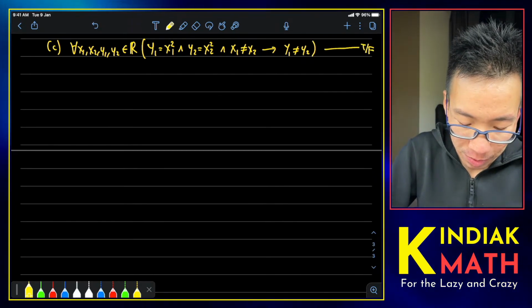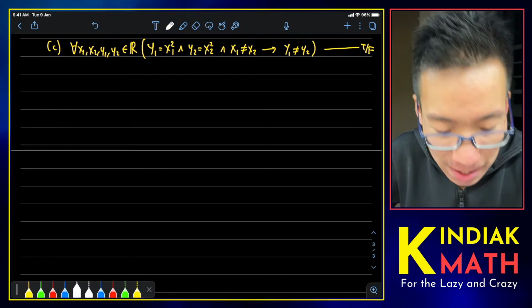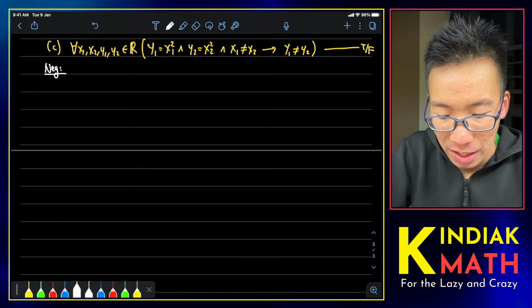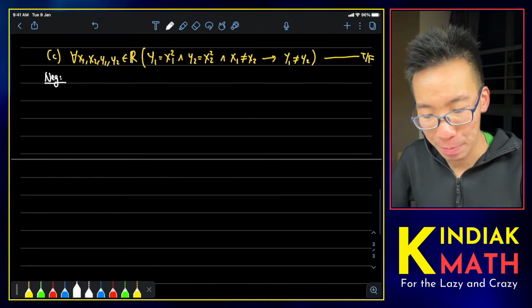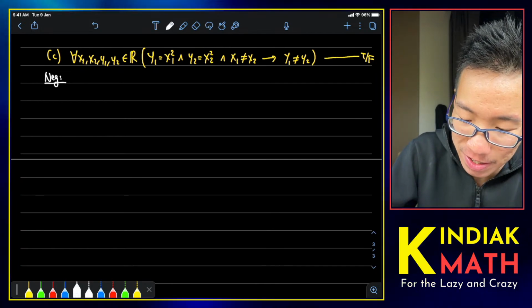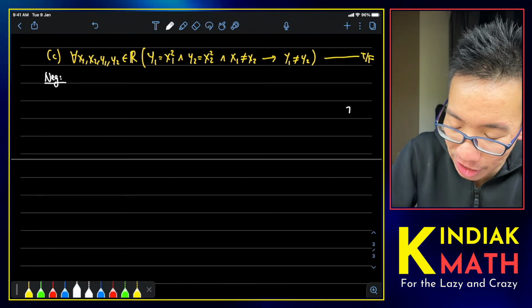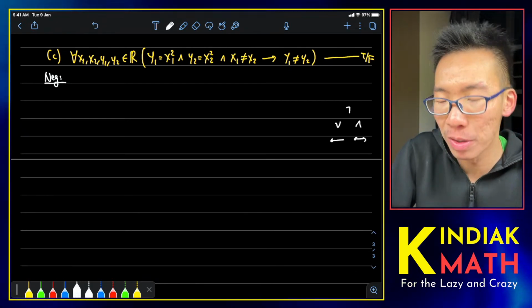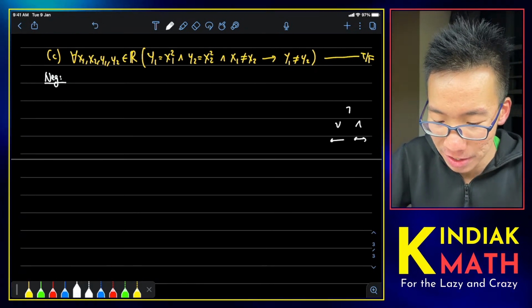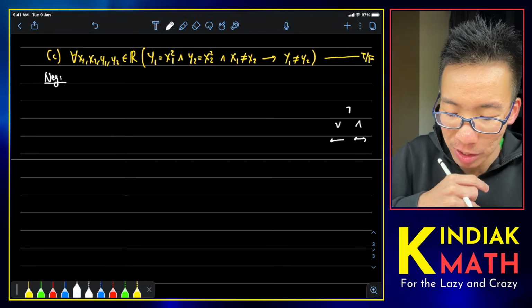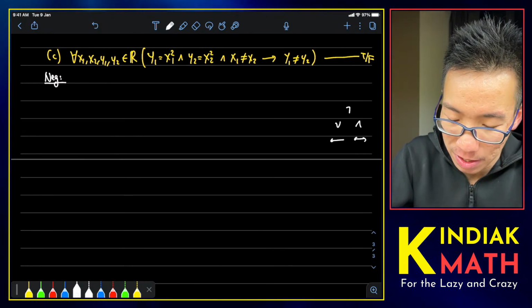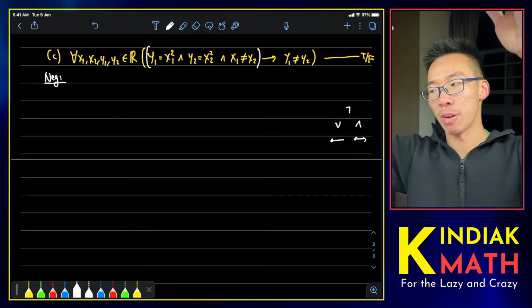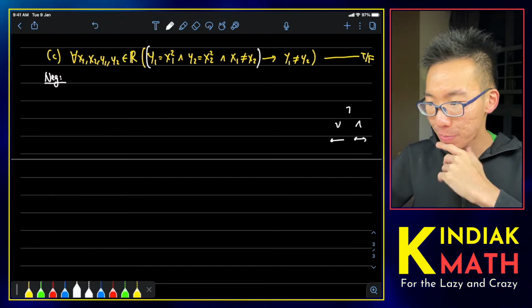But for now, before we even try to negate this statement, and we will need to negate this statement eventually, we first want to put some brackets here. Because there is a convention that says, based on our hierarchy of connectors, we should place the brackets over here, because conjunction has higher priority over implication.